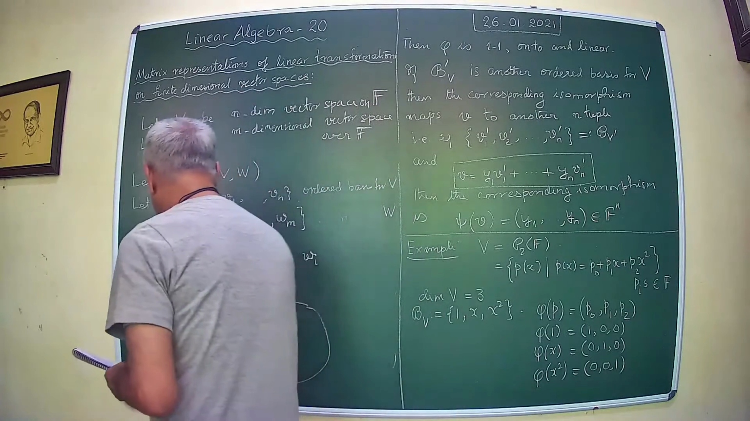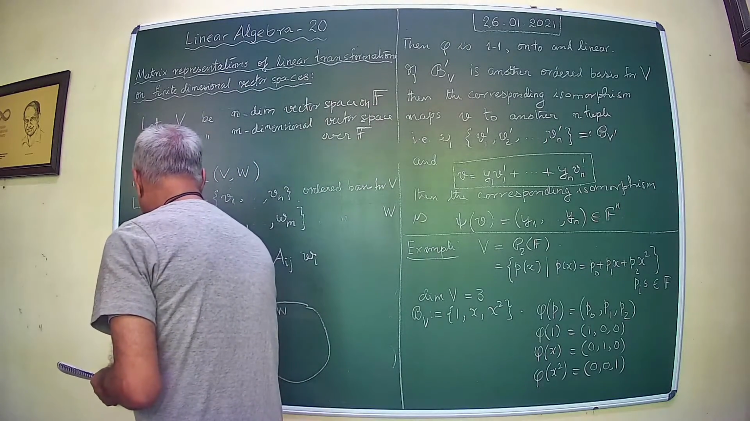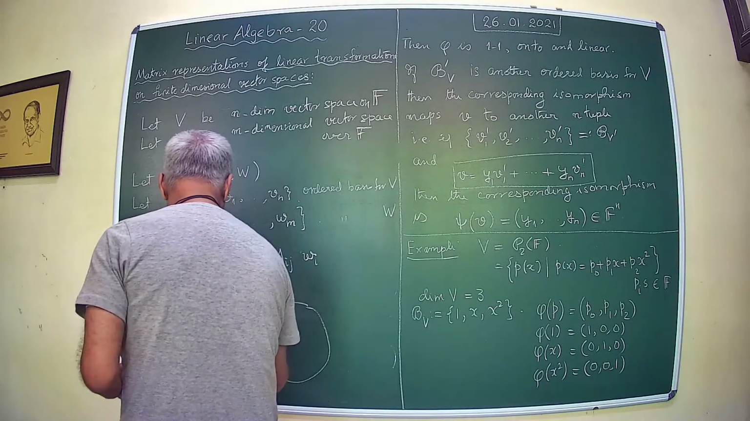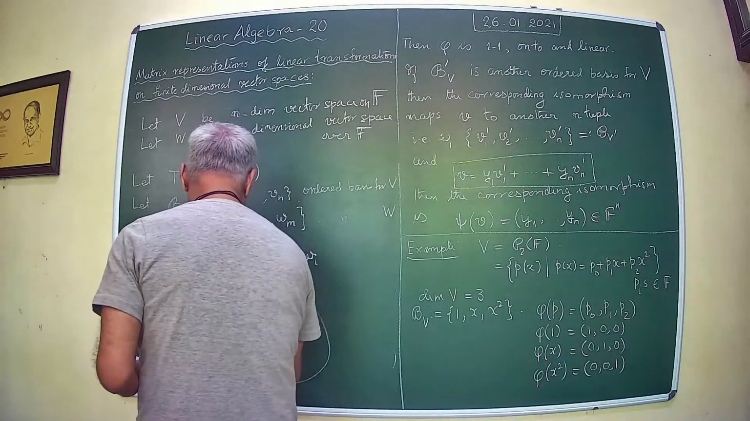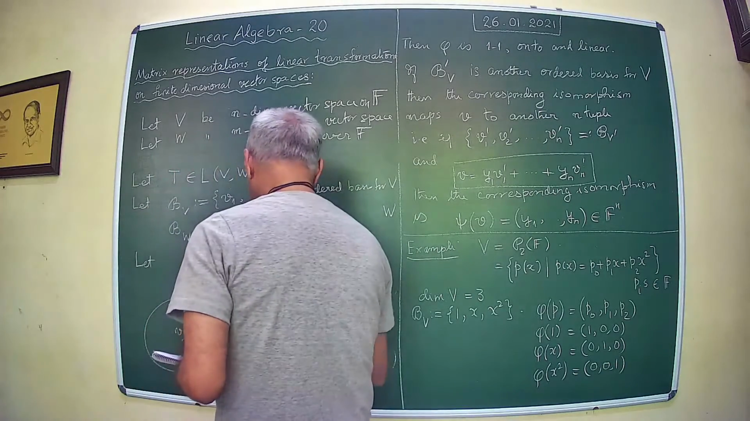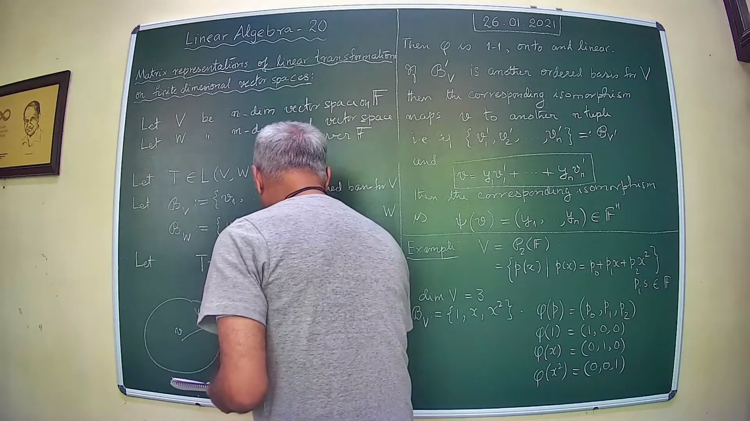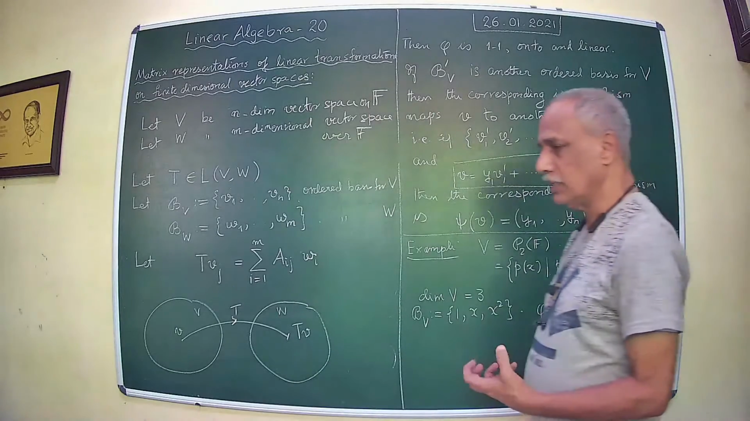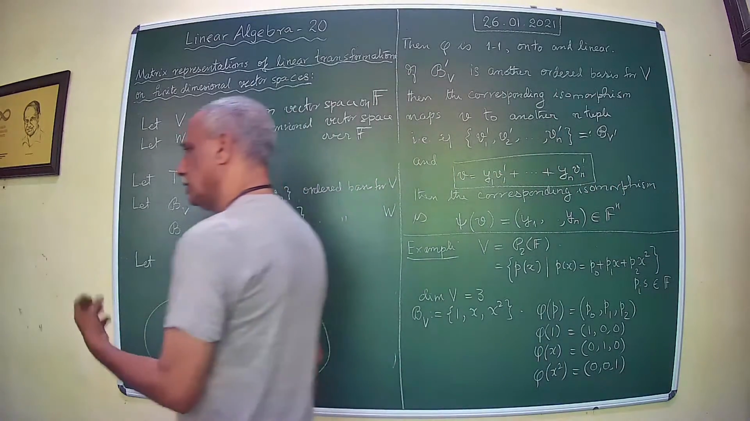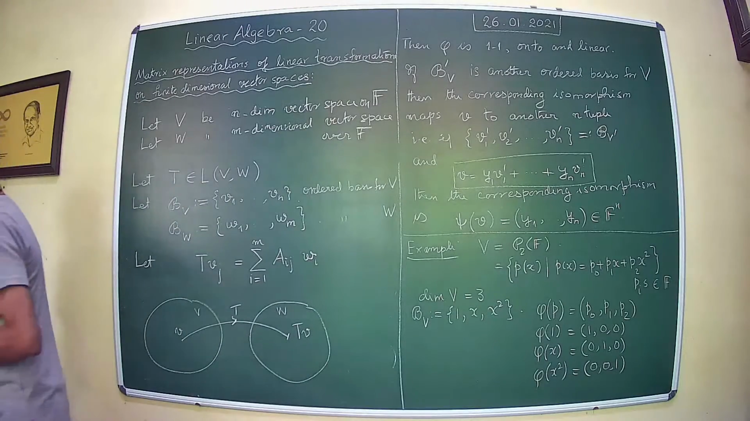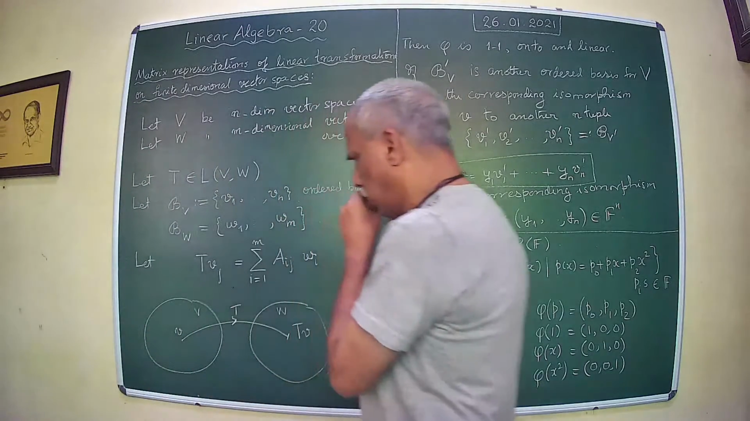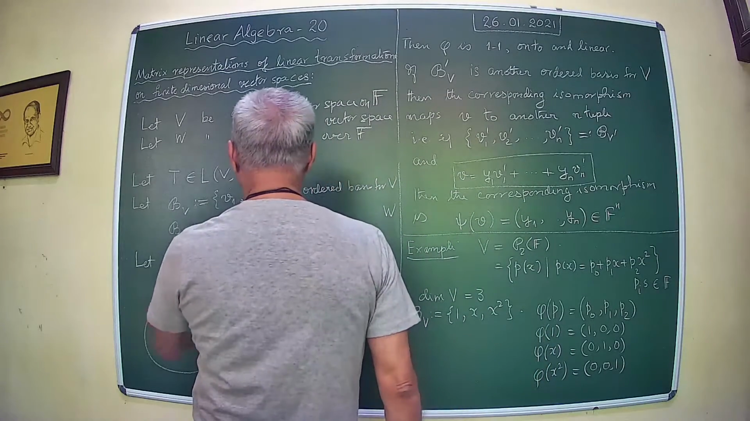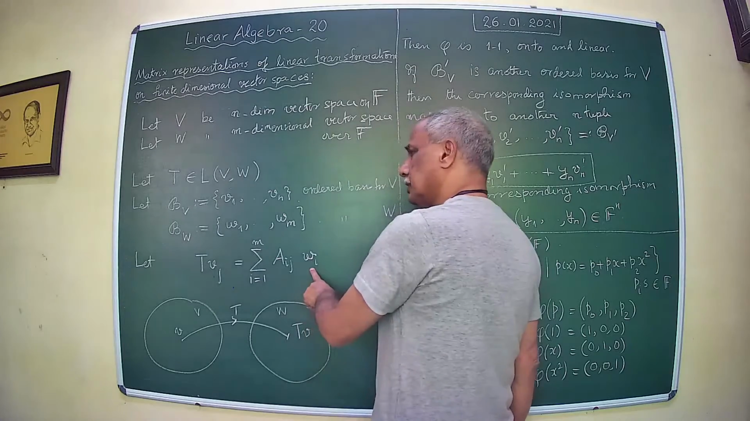Now what we have is: v is an element, T is the linear transformation, and this is your Tv. Now Tv is an element of W, and therefore it has a unique representation in terms of the ordered basis for W. In particular, for each j, Tvj is a linear combination of w1, w2, etc., wm.